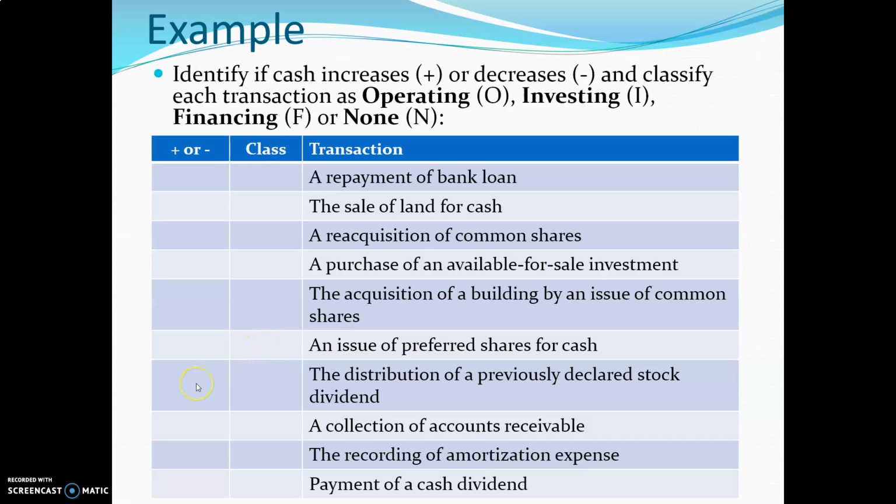The distribution of a previously declared stock dividend. Well, it's a stock dividend, so there's no effect here. It means that there's no class. A collection of accounts receivable. Well, yeah, that's good. We got money, that's a plus, and that's an operating activity or class. The recording of amortization expense, well, that will end up being none, because it doesn't involve any kind of cash being exchanged. That's an accrual basis.